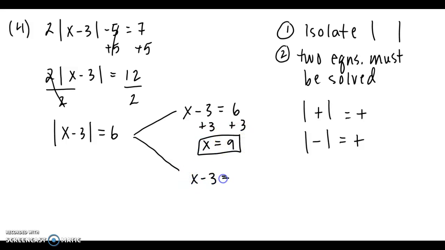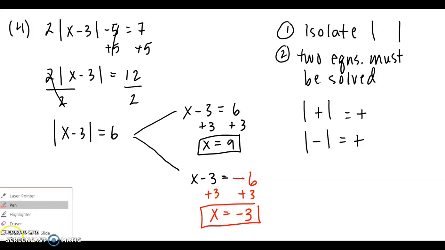Then I take my answer and I just simply make it the opposite value. So instead of equaling positive 6, it's going to equal -6. Adding 3 to both sides, I get x is equal to -3 as my second solution. 2 equations have to be solved when you are solving absolute value equations.